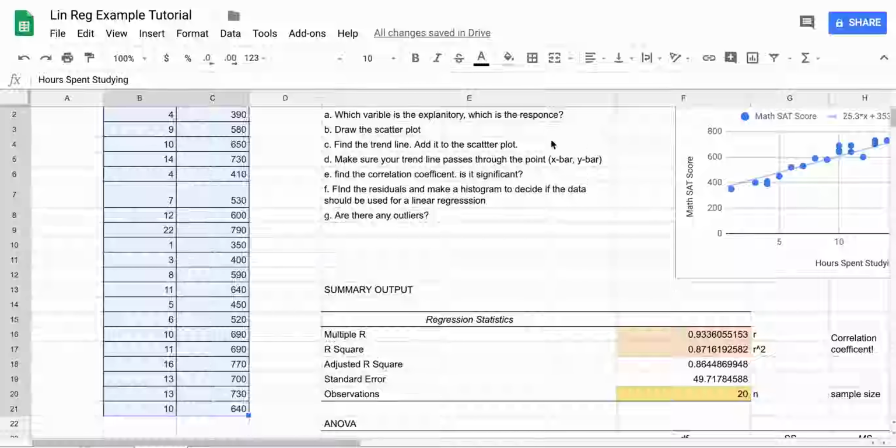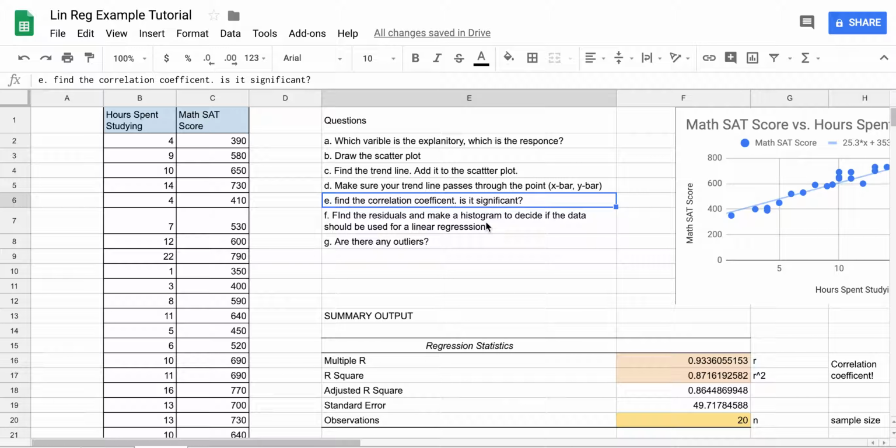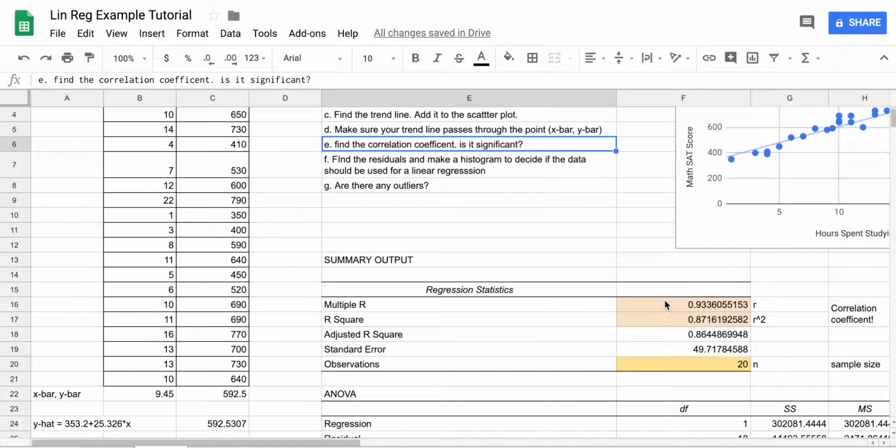Okay. Excuse me. Oh, sorry. Let's see. What do we have to do next? So check. Oh, find the correlation coefficient. Is it significant? Right here. There's our correlation coefficient. Is it significant? Yes, it's in the 90s. So yeah, it's a significant correlation. It's also a positive correlation because my R is positive.